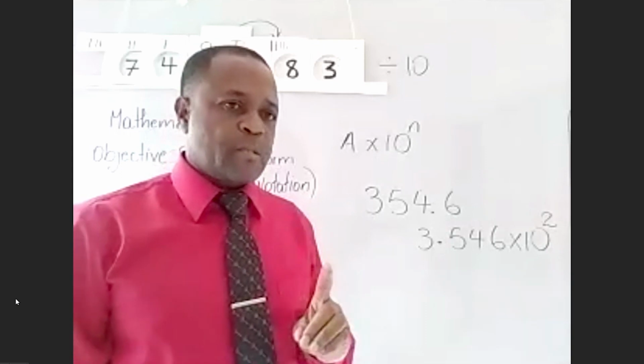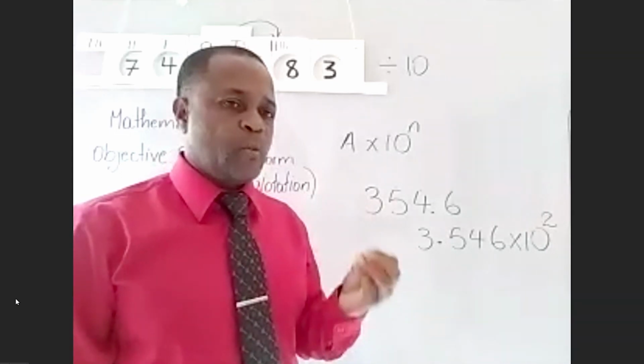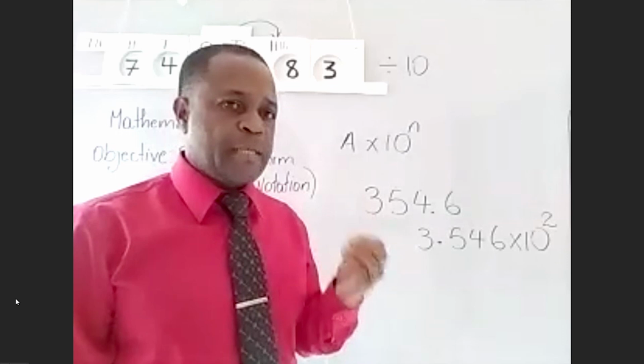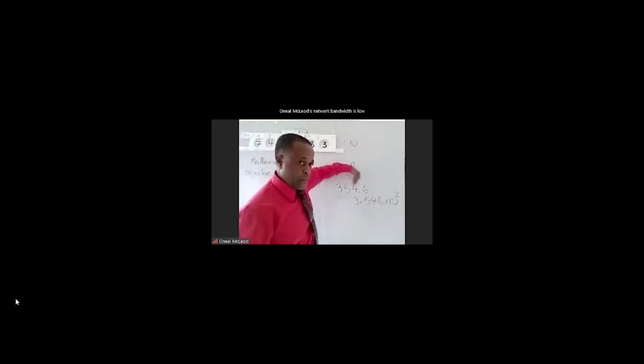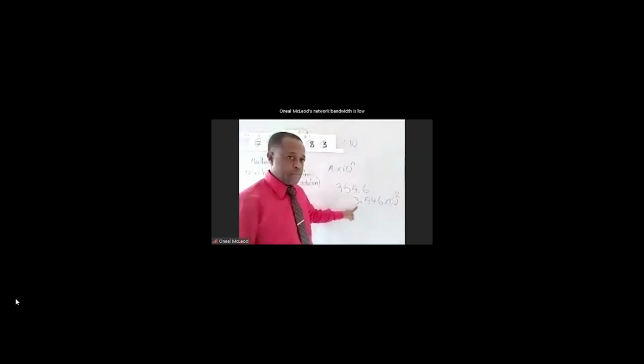When you're arranging the number so that it lies between 1 and 10, the first non-zero digit must be in the unit position. So the 3 is the first non-zero digit here. Therefore, it should be in the unit position. So I would move it 1, 2. Remember, we look at how we move all of those digits around the decimal point. It's now in the unit position.